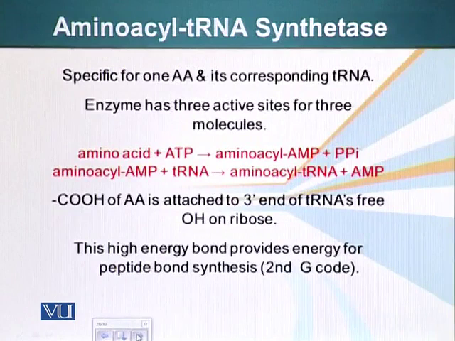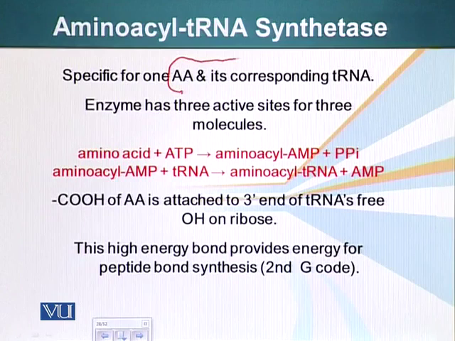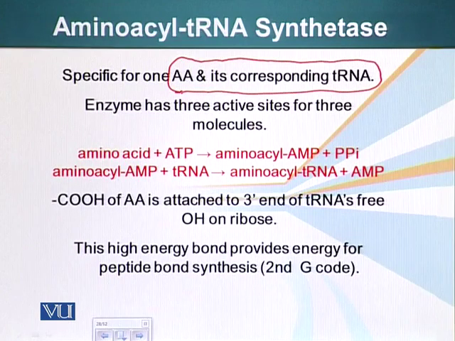First of all, let me introduce you to a very important enzyme, or group of enzymes, called aminoacyl tRNA synthetase. This is a group of enzymes. Each one in this group is specific for a particular amino acid and its corresponding tRNA. So one of these enzymes will recognize a specific amino acid and its corresponding tRNA. There are as many aminoacyl tRNA synthetases as there are tRNAs.